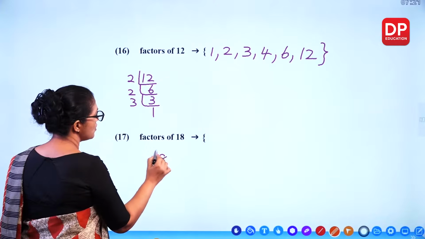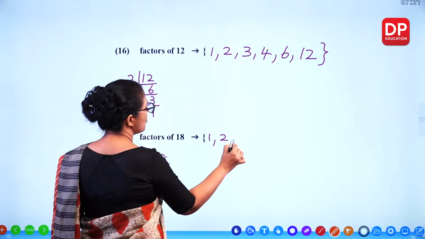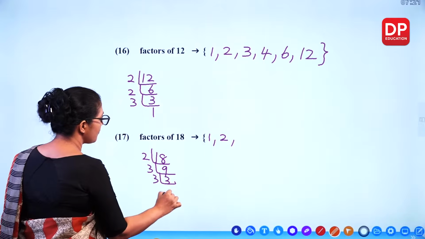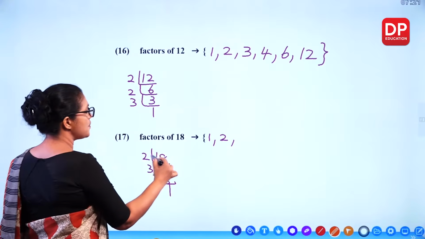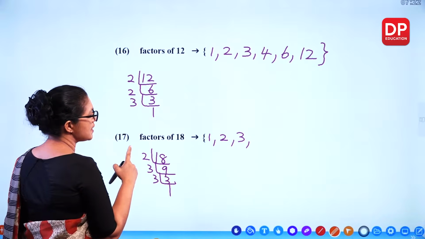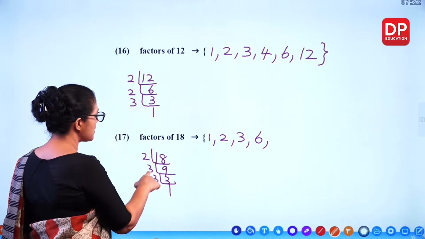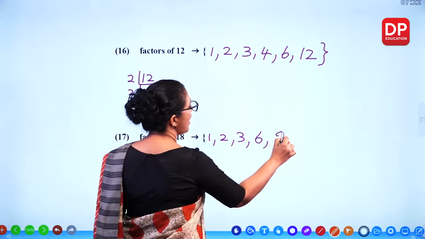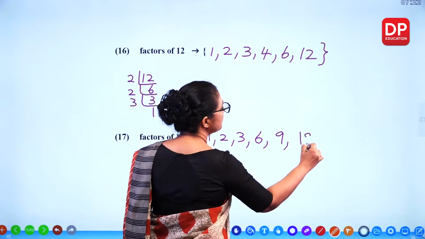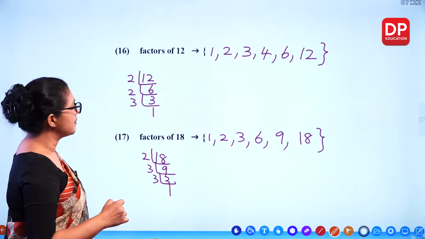Factors of 18. When you divide by 2, you get 9. So 1, 2. When you divide by 3, you get 3 times 6. Then 6 also possible. 2 times 9. So 9 is also possible. And 18 times 1. 18. So these are the factors of 18.